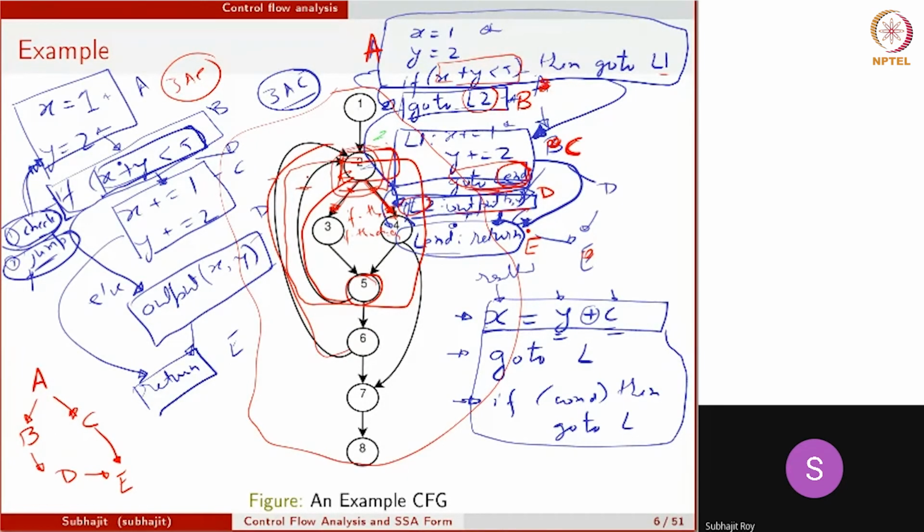And can somebody tell me what this particular edge signifies? What could this particular statement 4 be? Maybe that is again homework. Try to tell me what this basic block 4 must be.